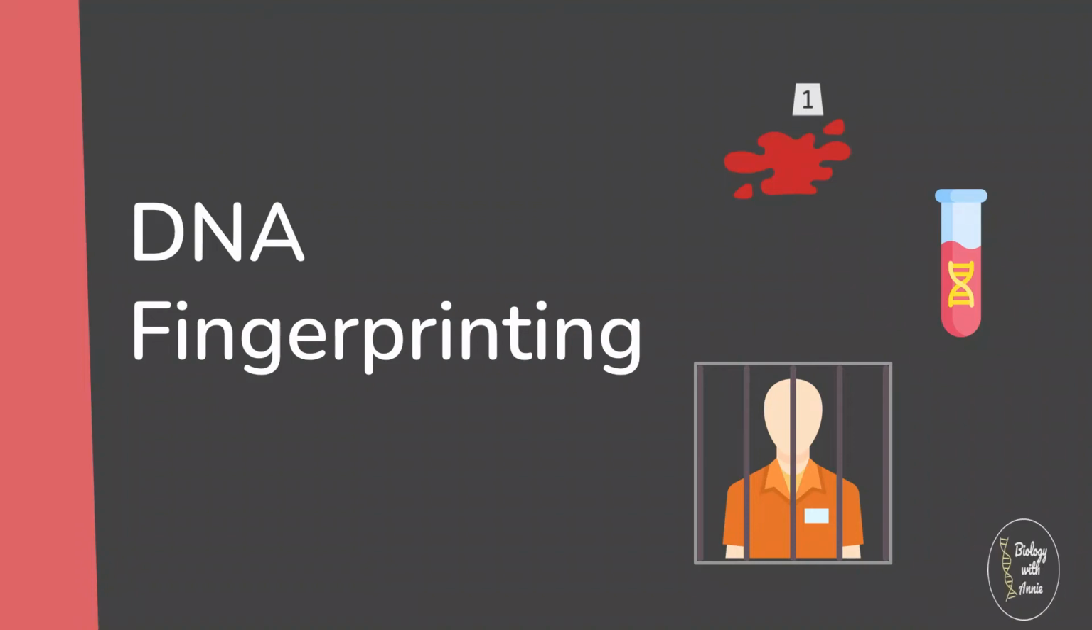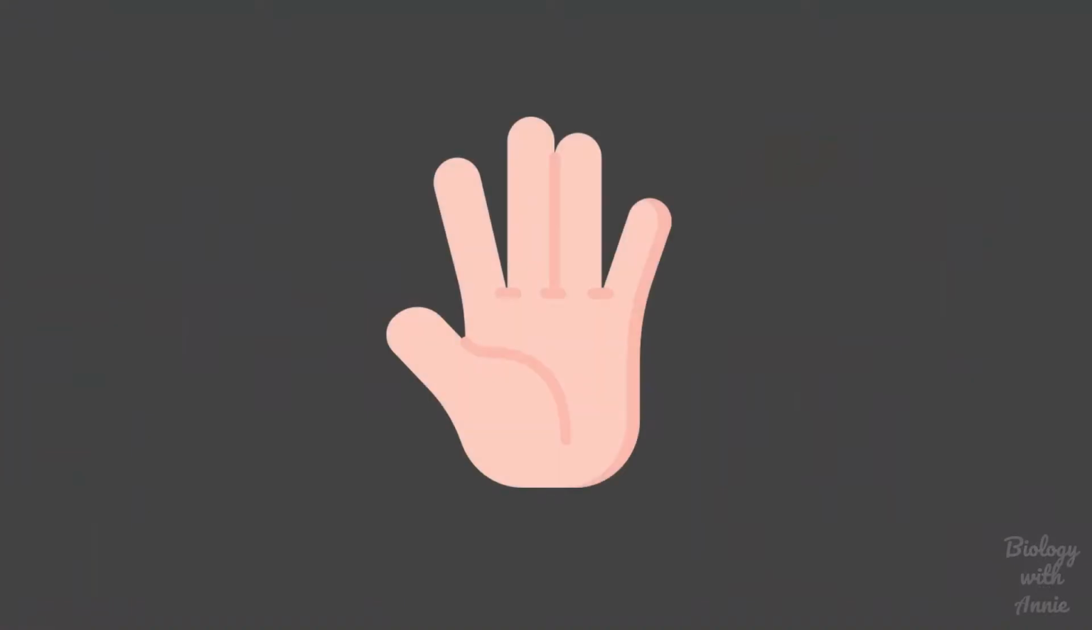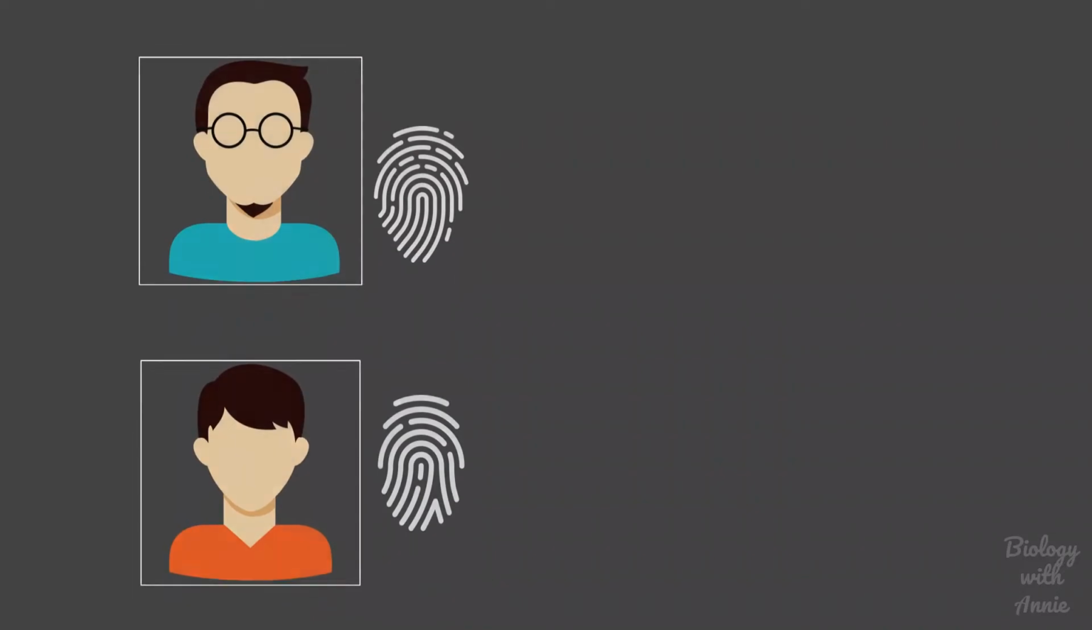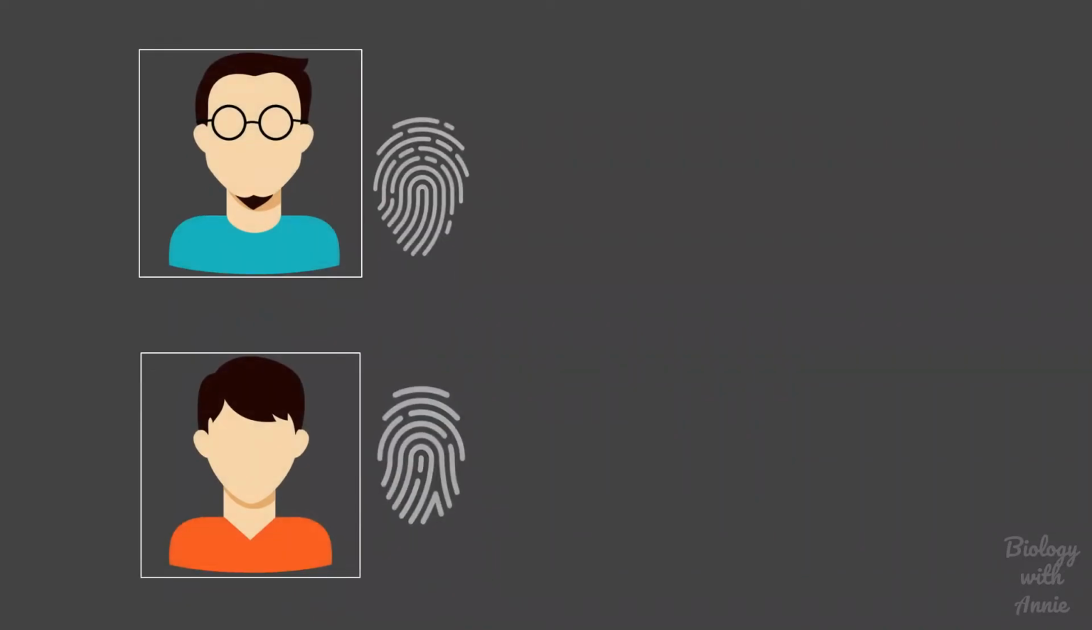This video is about DNA fingerprinting. Now you probably know what a fingerprint is. We all have ridges on our fingertips that leave a unique pattern when we touch certain surfaces. This is very important in forensic science because fingerprints are markers of human identity.